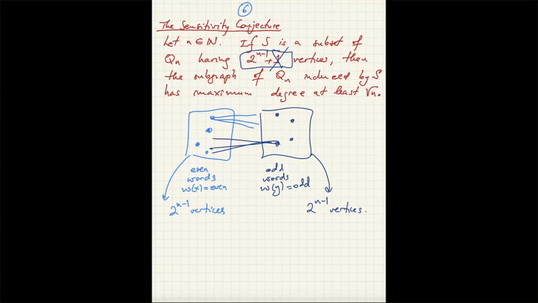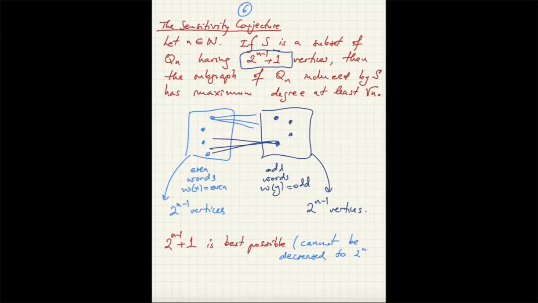So the maximum degree would be zero. It wouldn't be square root of n. But the result says that if we pick one more, so if we pick 2^(n-1) plus 1 vertices, then we're guaranteed to have chosen among these vertices one that's adjacent to at least square root of n other vertices. Now, the remark is that 2^(n-1) plus 1 is best possible, in the sense that it cannot be decreased to 2^(n-1).